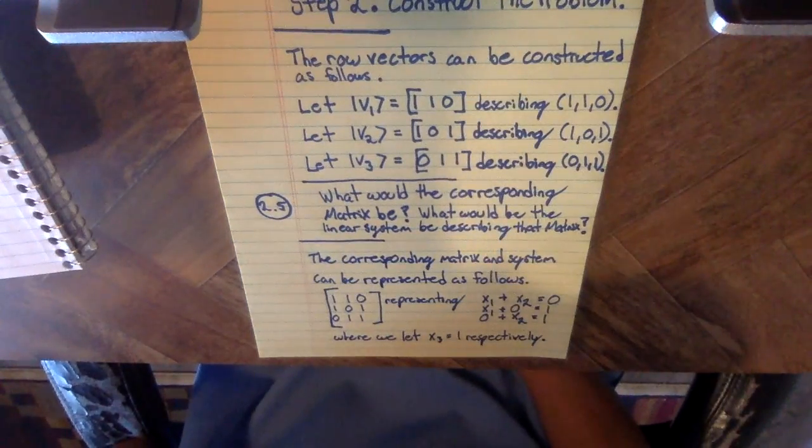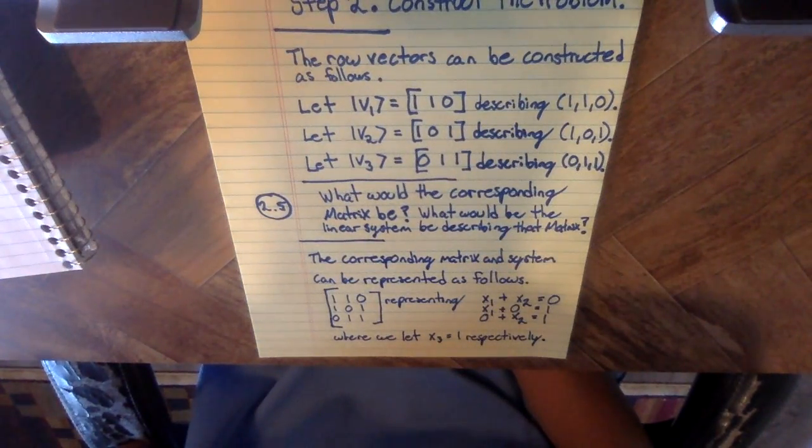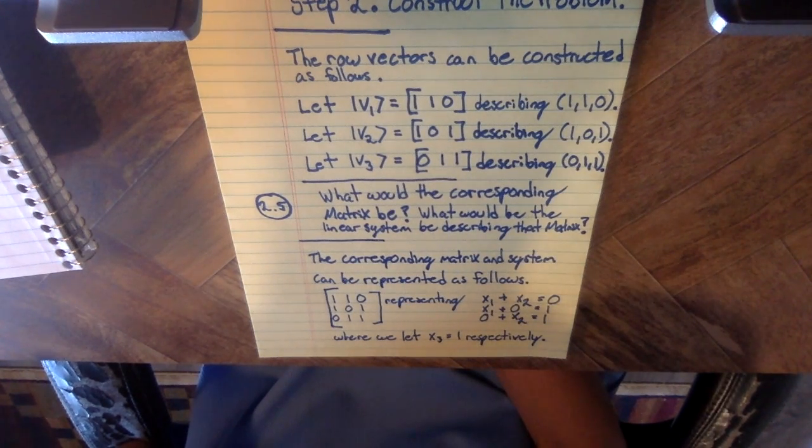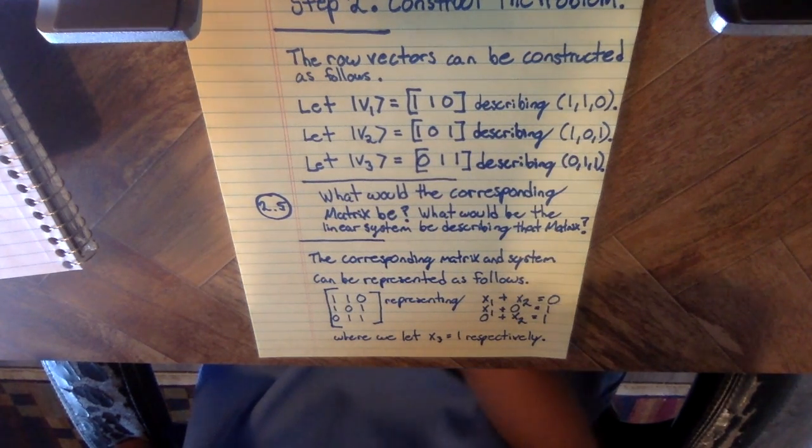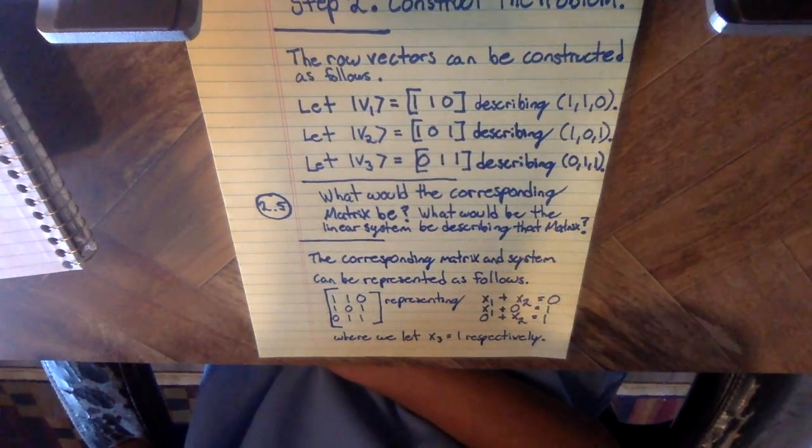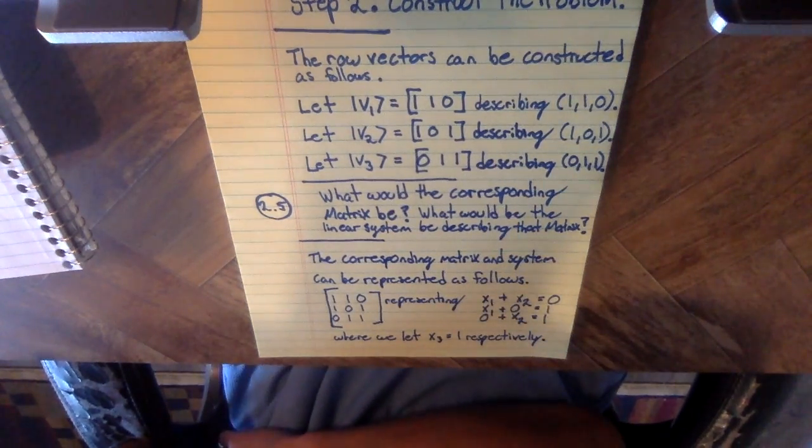We can see that the corresponding matrix would be as follows, where the row vectors are 1, 1, 0, 1, 0, 1, 0, 1, 1, and its column vectors would be 1, 1, 0, 1, 0, 1, 0, 1, 1. And it represents the linear system x1 plus x2 is equal to 0, x1 plus 0 is equal to 1, and 0 plus x2 is equal to 1, where we let x3 equal 1 respectively for simplicity.